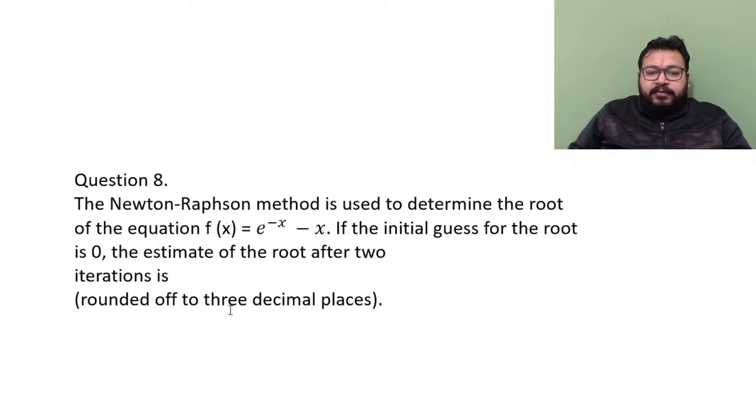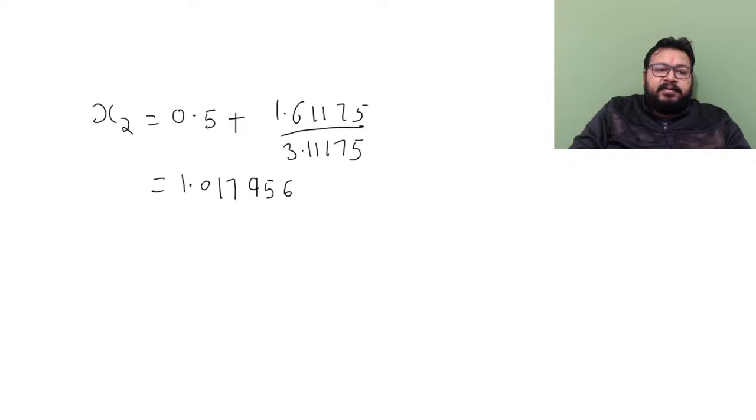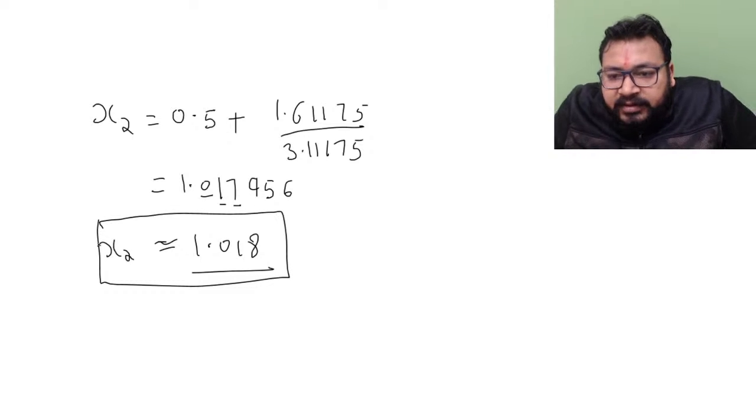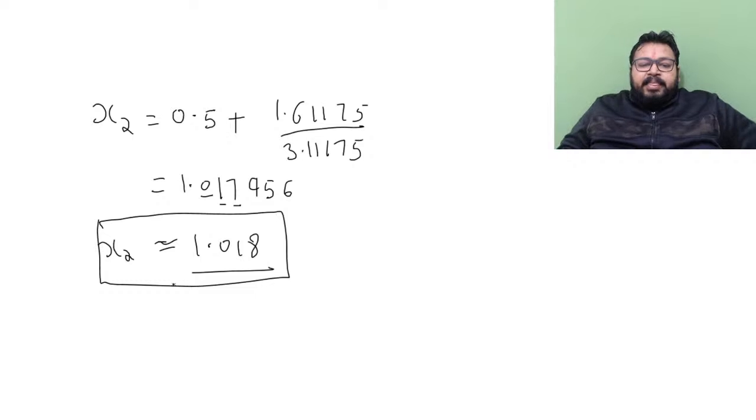और कहाँ तक round off करना है? Round off to 3 decimal places. First decimal place, second decimal place, third decimal place. Obviously round off होगा. It is 1.018. This is the answer. So that is the value of the second root, guys. Okay, that is our answer.